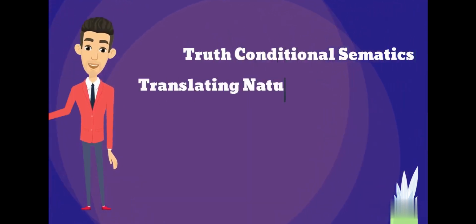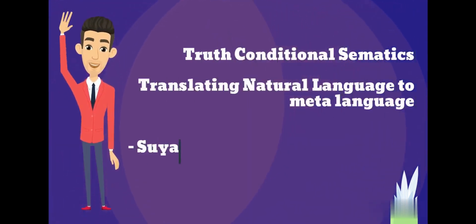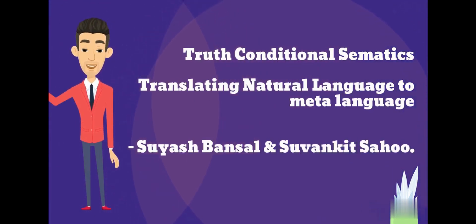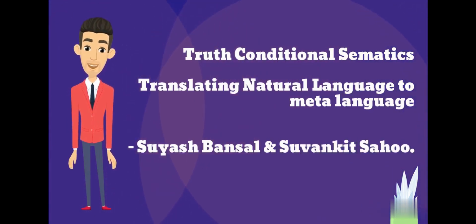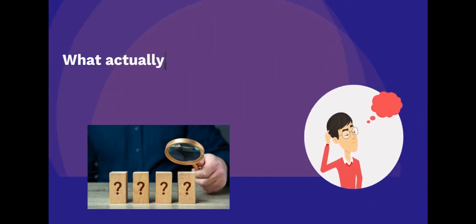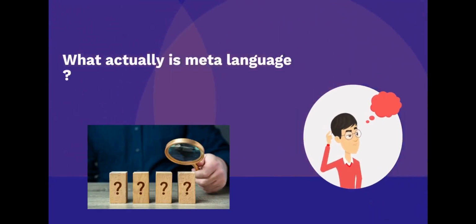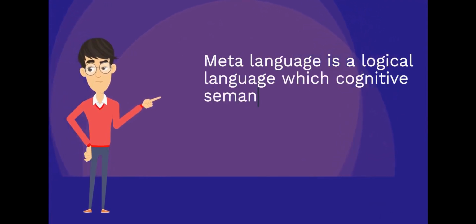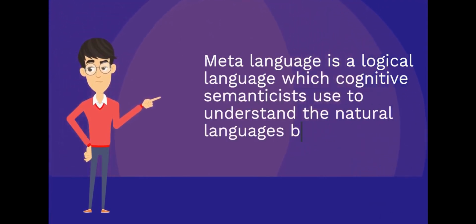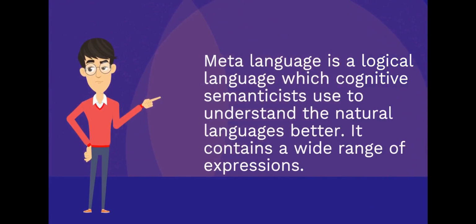Welcome everyone. Today we'll talk about truth conditional semantics and we'll be discussing translating natural language to meta language. So, what actually is a meta language? Let's dive into this. Meta language is a logical language which cognitive semanticists use to understand the natural languages better.